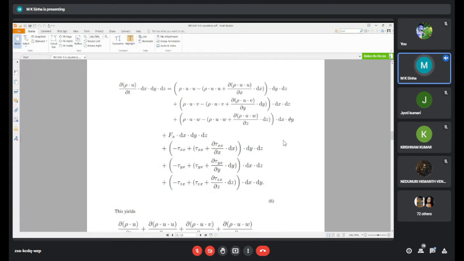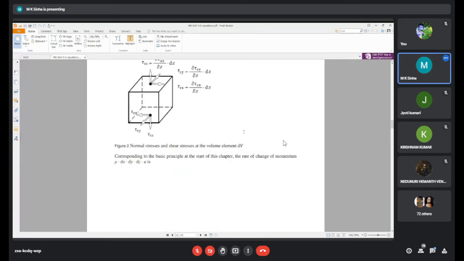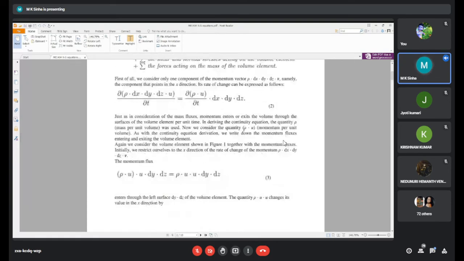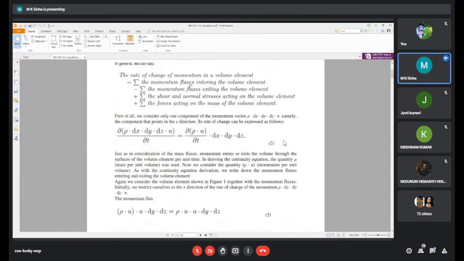So rho v dot u minus rho v dot u plus del/del y of (rho v dot u) into dy, into dx dz, plus rho u dot w minus rho u dot w plus del/del z of (rho u dot w) into dz, into dx dy. So this is the influx entering and leaving. This is the momentum flux entering minus leaving. So this is the influx momentum.